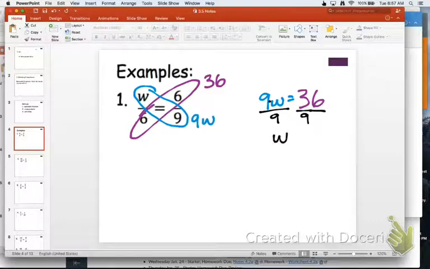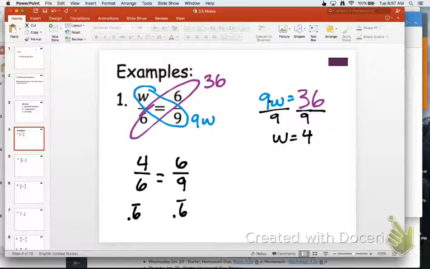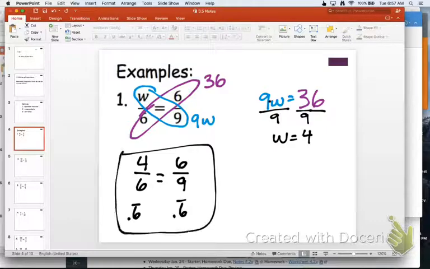So I type in my calculator, 36 divided by 9, and I get out 4. So if I put in 4 over 6 in my calculator, I'm going to get out 0.6 repeating. And if I put in 6/9 into my calculator, I'm also going to get out 0.6 repeating. So I know I have done this correctly. This step right here where we check it is optional, but I highly recommend it. All right.